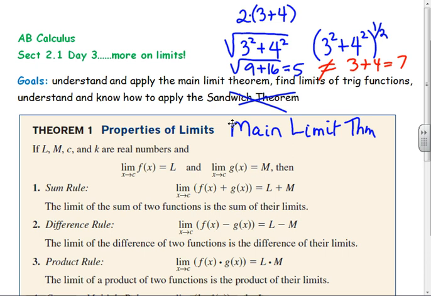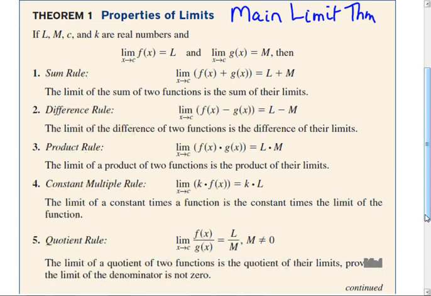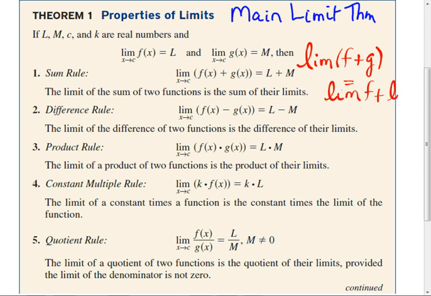But what's nice about limits is you can distribute limits. That's allowed. And these are the properties of limits. I'm just going to rewrite it a little bit because it kind of looks like a lot of Greek there. If I have the limit of f plus t, that's equal to the limit of f plus the limit of t.